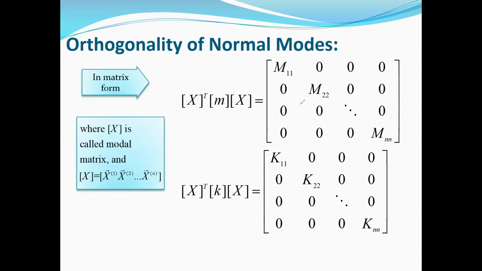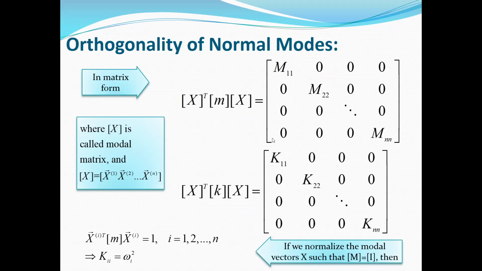But how do we do this procedure? We first need to obtain these matrices. For this purpose, we first normalize the modal vectors x such that the matrix M is equal to 1. So from here, you can obtain that Kii, I mean K1, K2 to Knn, are equal to omega 1 squared, omega 2 squared to omega n squared.